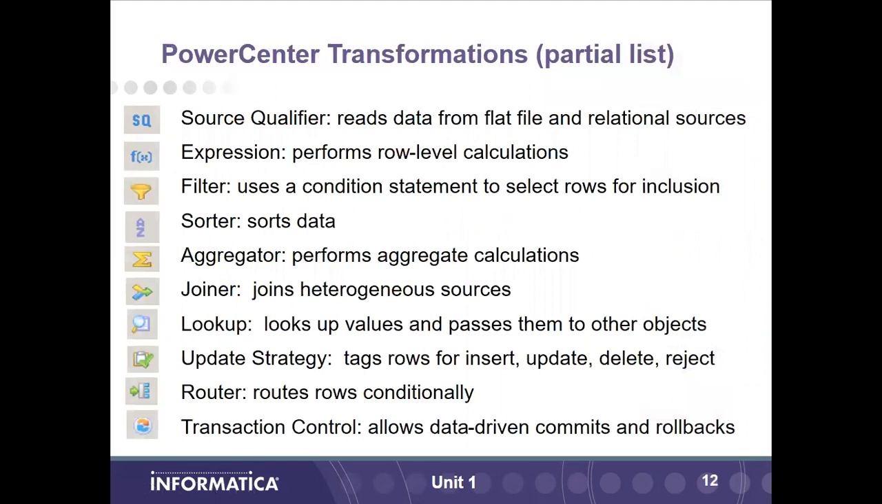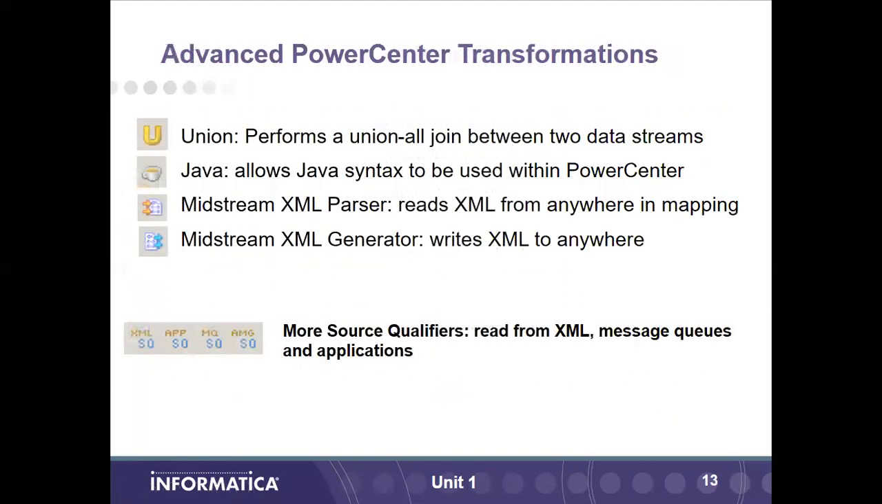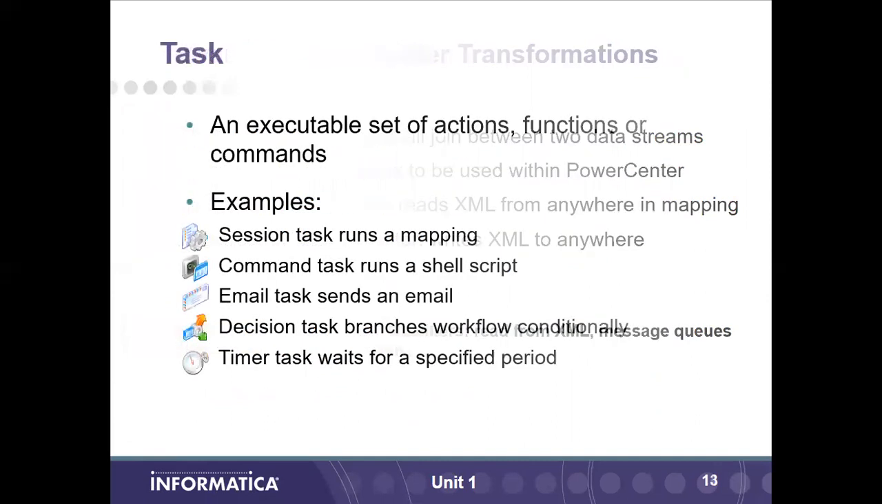So these are the different kinds of transformations. The first one is source qualifier, expression, filter, sorter, aggregator, joiner, lookup, update strategy, router, transaction control. All these are different kinds of transformations. You also have union, Java, midstream XML parser, XML generator. There are so many transformations, guys, but this is what your day-to-day operations will be for the next 10 to 12 days, because these are the things which you are going to practice.